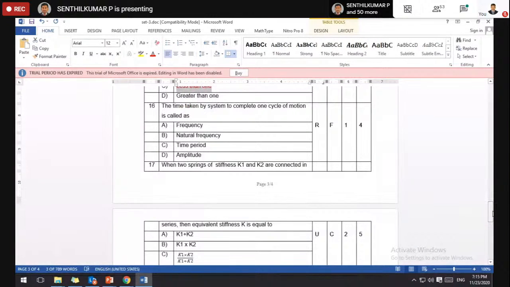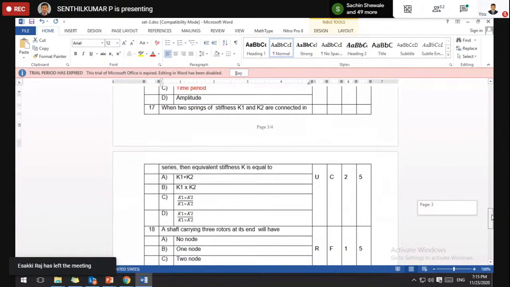Then, the time taken by the system to complete one cycle. What is that? Answer for question number 16. Come on, it's a very simple question. Time period. Yes, time period. It's not a simple question, but you will get confused. Sometimes you say frequency, natural frequency. See, the question itself says time taken by the system, so something related to time, not frequency, because frequency is just the opposite of time. Then the 17th question: when two springs of stiffness K1 and K2 are connected in series, then the equivalent spring.